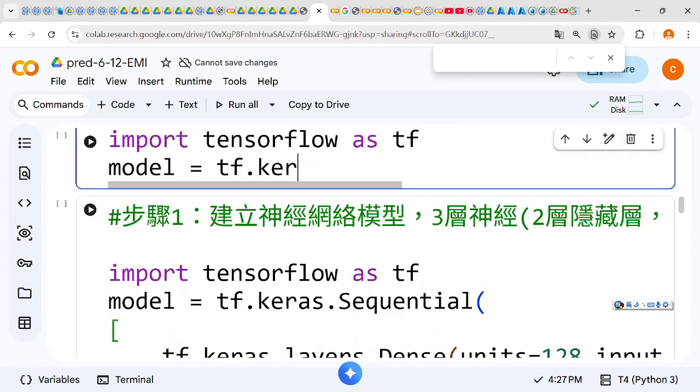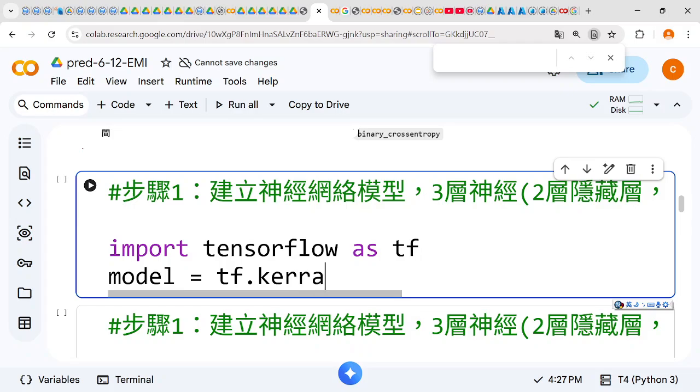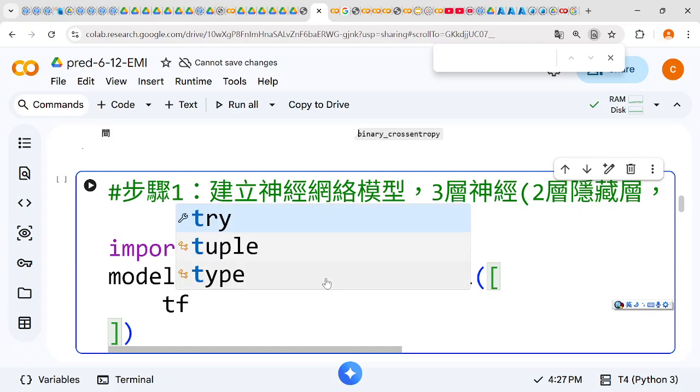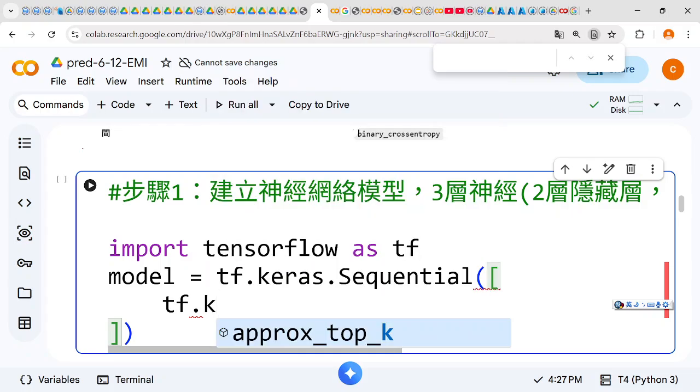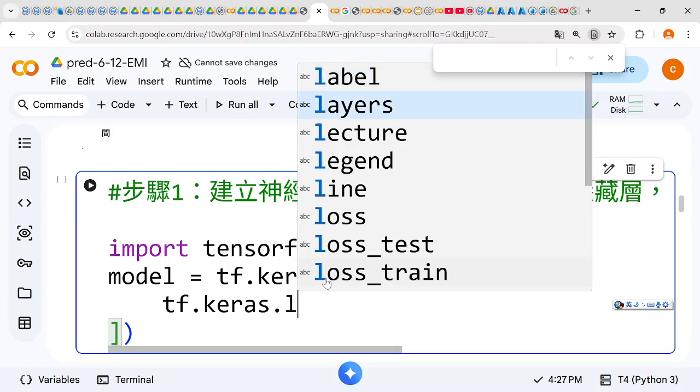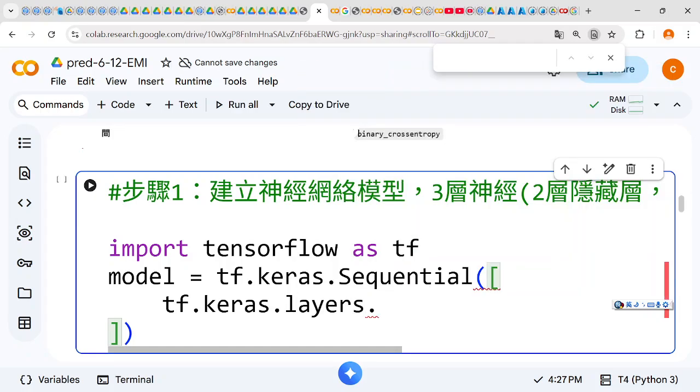So I should write this by myself. Keras, and then I find a sequential structure. And inside here, I will have a brain like here. I need to build a first layer. That is to use the TF dot keras, and then I create the layer. That layer is a dense layer.